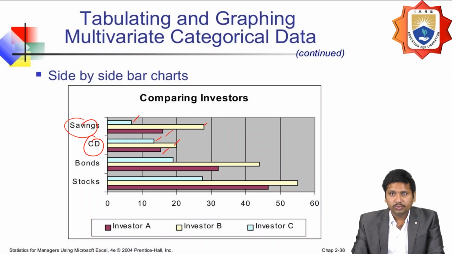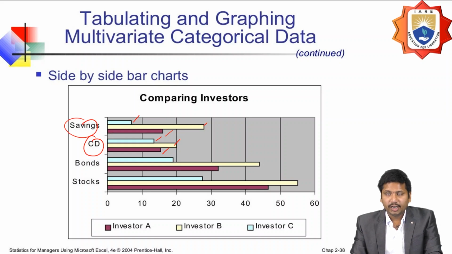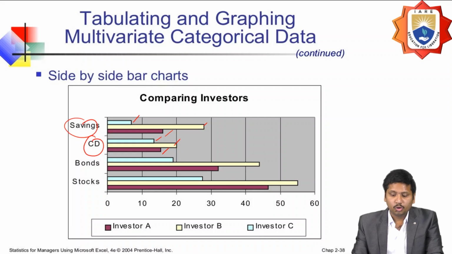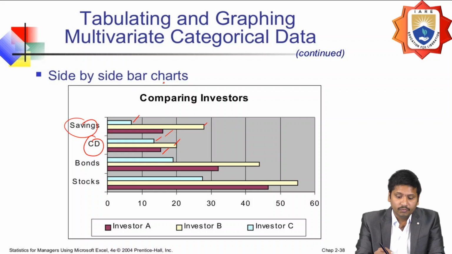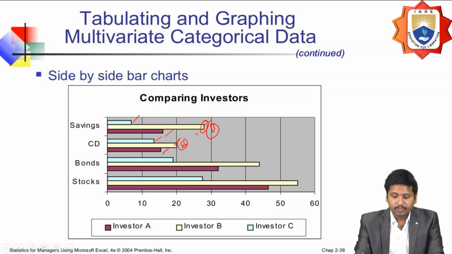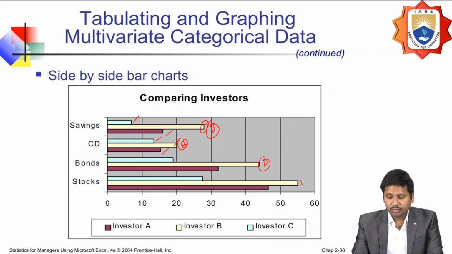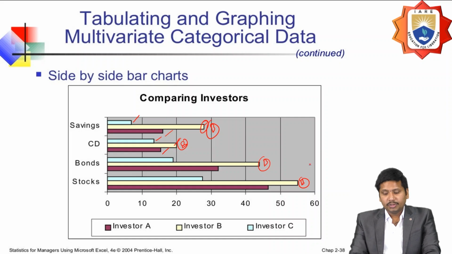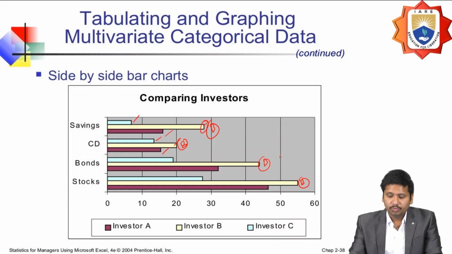So like this, I can represent the multivariate categorical data for different types of investors for a single variable, so that I can easily analyze which investor is going to earn more dollars. I can easily identify that by seeing this diagram. So what can I say? If I consider the savings, investor B is the highest, and similarly for the current deposit, investor B also earns more, and for the bonds and the stocks also. So I can represent multivariate categorical data using the same bar chart. This is what we call a multivariate bar chart or multiple bar chart.